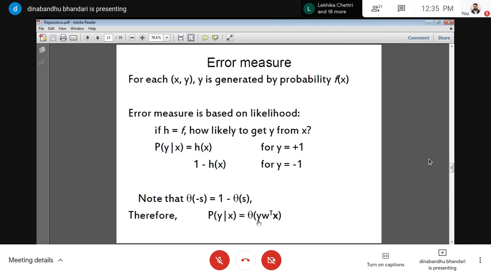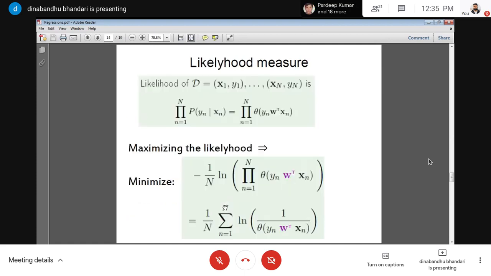And this here, this helps us. This generalization is possible because of the sigmoid function we have assumed here. Anyway, so what is the likelihood measure? For x1, y1, it is theta of y1 w transpose x1, right? And likewise for all, you calculate, and the likelihood measure is the product of them. That means the chance of occurring or satisfying this, you calculate, and what is the total?